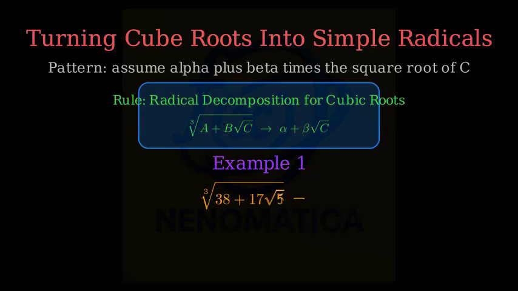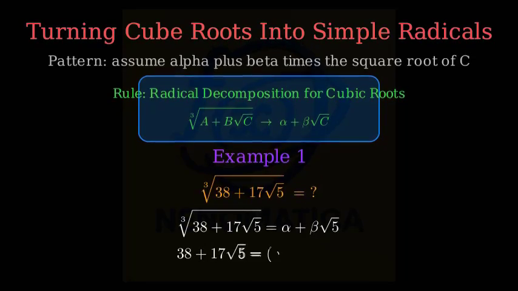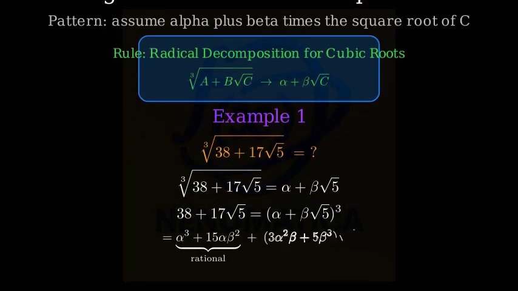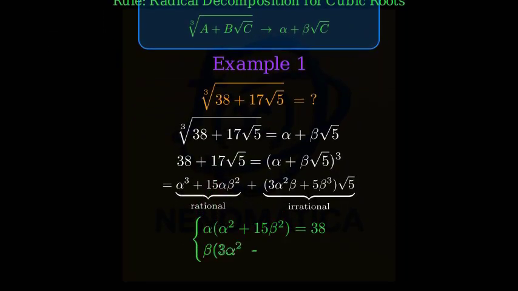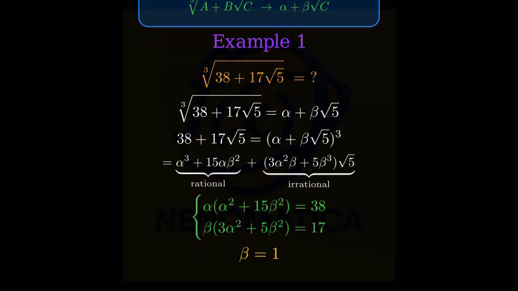Example 1. Evaluate the cube root of 38 plus 17 times the square root of 5. We assume it equals alpha plus beta times the square root of 5. Cube both sides and expand. Then equate the rational and irrational parts to get two equations. 17 is prime. The second equation factors as beta times 3 alpha squared plus 5 beta squared equals 17.